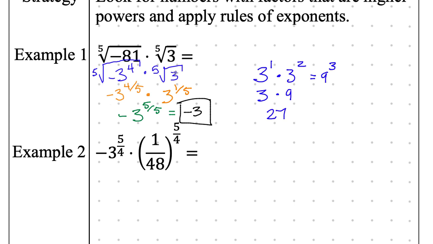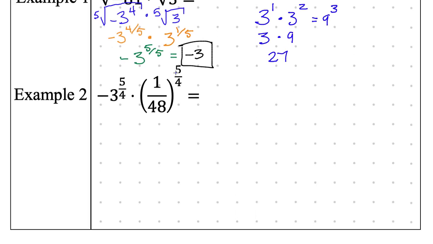Let's try another one of these. Example number 2. So negative 3 to the power of 5/4, I can't do anything with that. I'm just going to copy it down again. This is still going to be negative 3 to the power of 5/4. There's nothing much I can do there. But this fraction, 1/48, I somehow need to convert that into something easier.